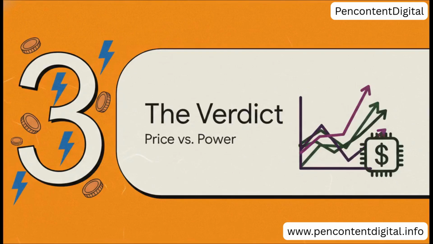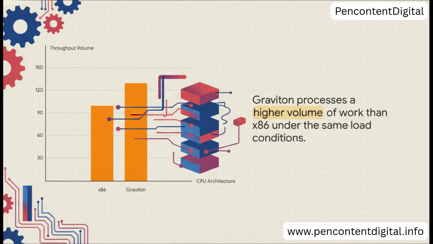Okay, the tests are done, the dust is settled, we've seen how they perform, but that's only half the story. What does all of this mean when the bill actually arrives? Let's dig into the data and declare a verdict based on that crucial intersection of raw power and cold hard cash. So take a look at this first chart. This is pure throughput, basically how much work is getting done. Under the exact same load, the data is crystal clear. Graviton is processing a significantly higher volume of transactions than x86. That's a straight-up win on raw output. More customer requests handled, more work finished.